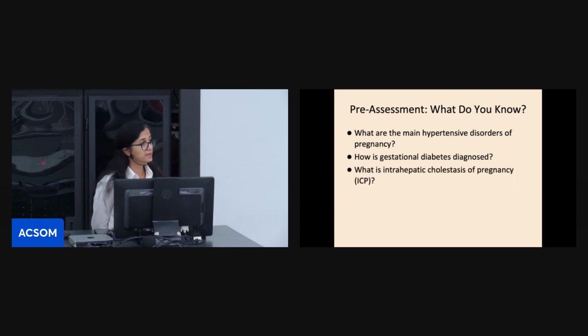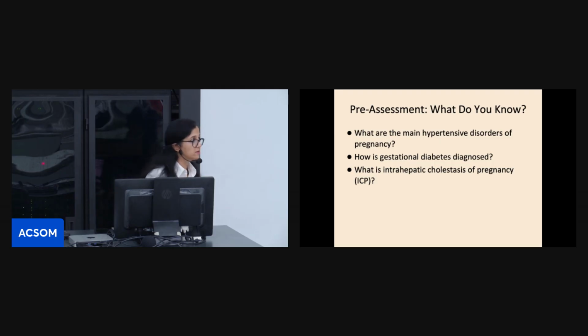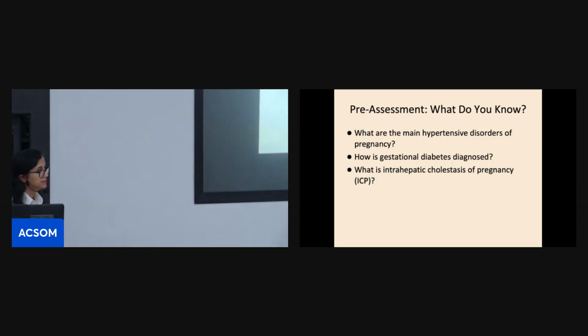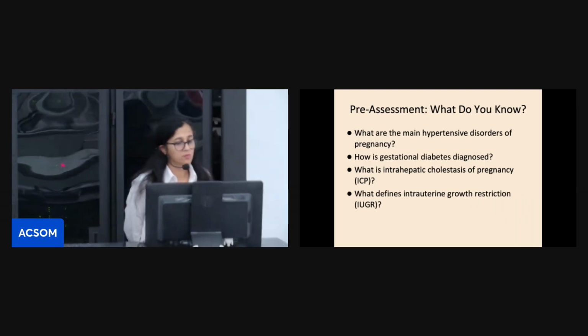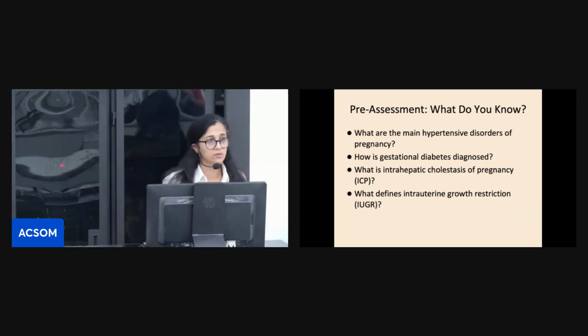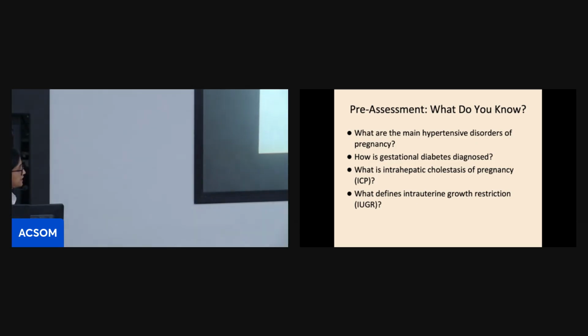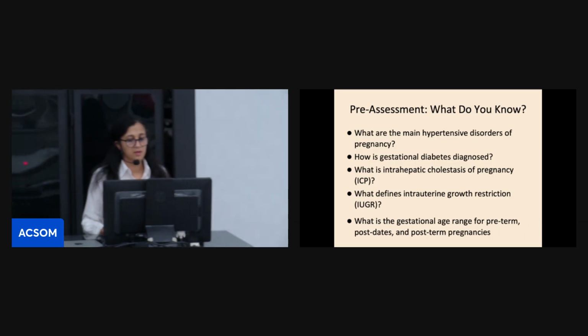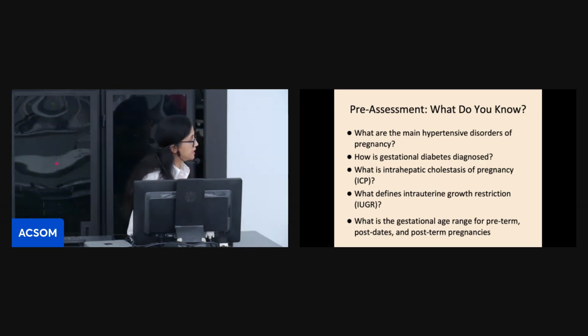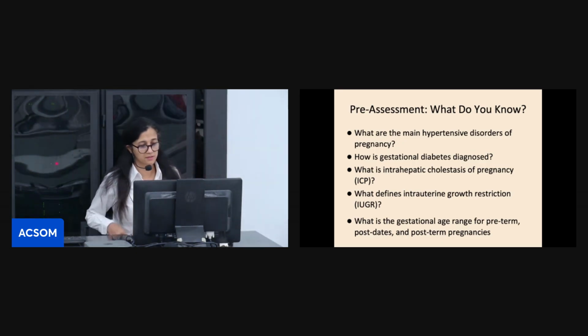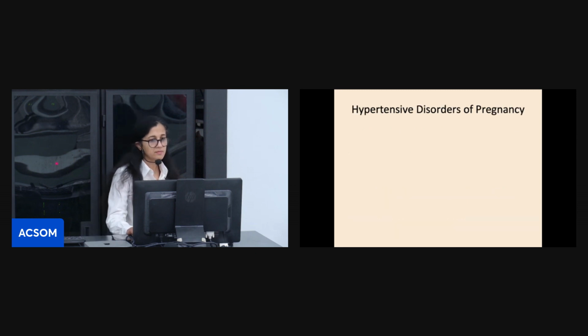What is intrahepatic cholestasis of pregnancy, or ICP? And what defines intrauterine growth restriction, IUGR? So that's of the fetus. What defines that? And what are the gestational age ranges for preterm, postdates, and post-term pregnancies?